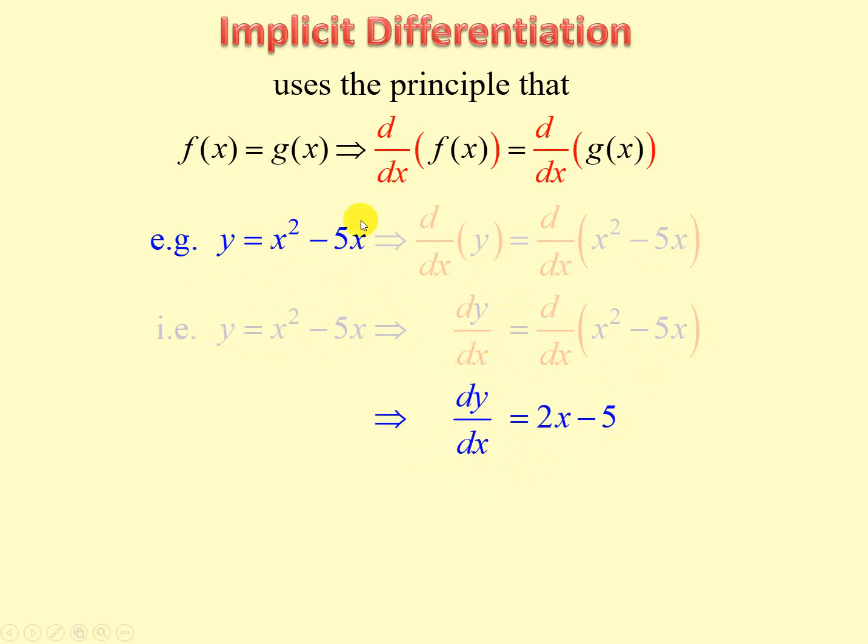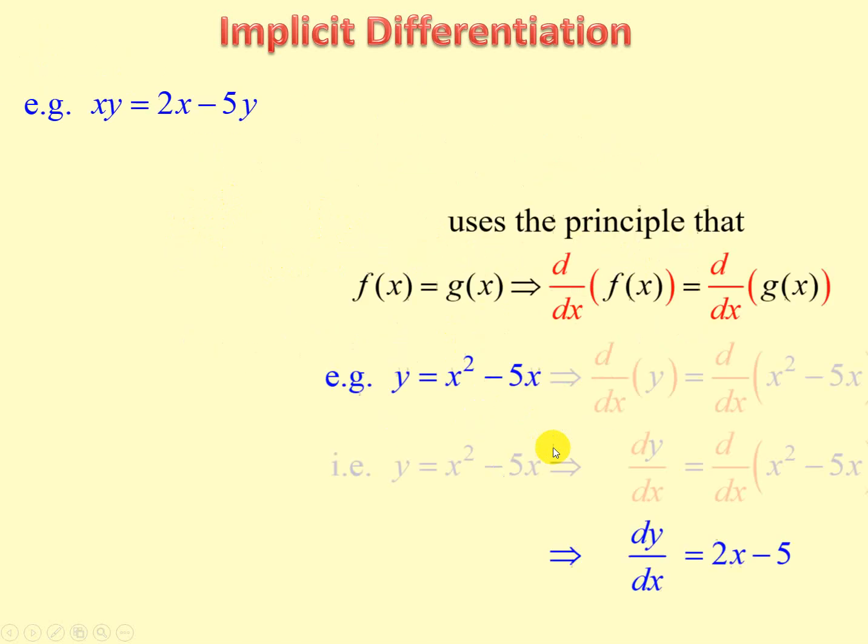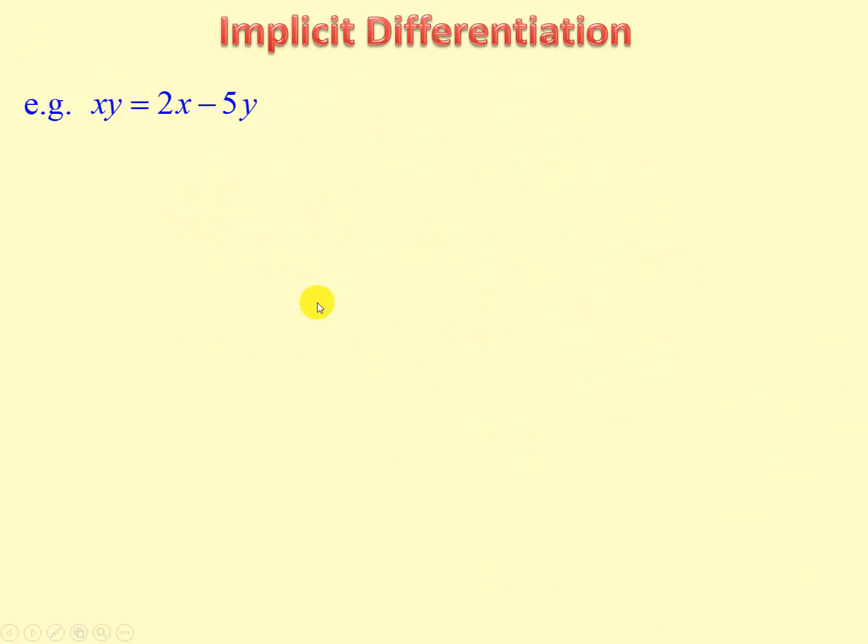Now, that's a straight differentiation, this one, but I'm showing you if we think of using implicit differentiation, well, that's exactly what we are doing at the moment. We have done so far. Now, let's have a look at one where the implicit differentiation will be more useful: xy equals 2x minus 5y.